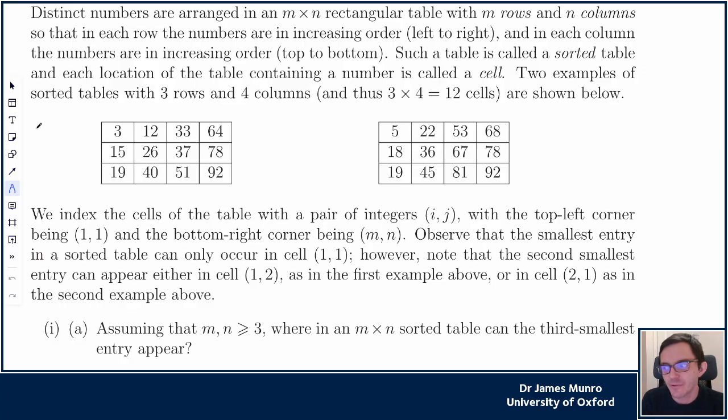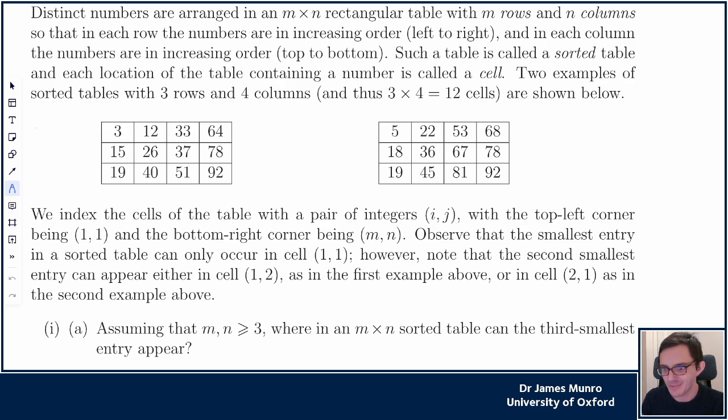Question 6. We've got a definition here of a sorted table, one where the rows are in increasing order and also the columns are in increasing order, so the numbers increase whichever way you go, to the right or down. So the very first thing we're asked is where the third smallest entry can appear. They've told us that the second smallest entry can't be in the top left corner because that's the smallest number, but it can be in either cell 2-1 or in cell 1-2. And now we're asked to find out where the third one is.